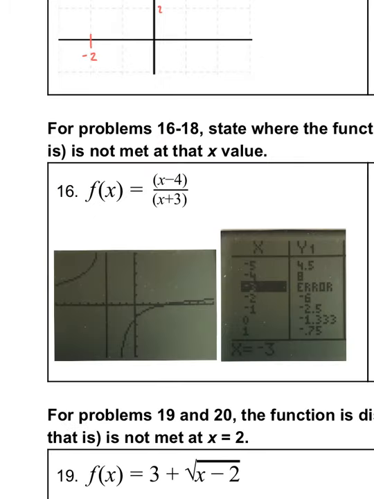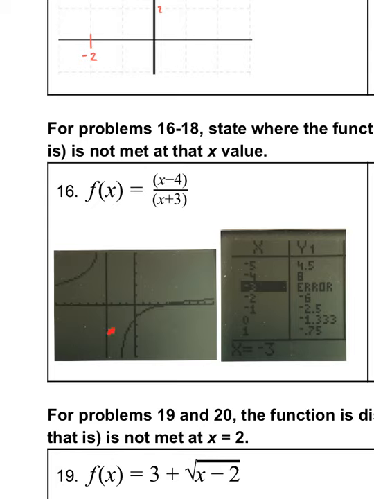Okay, for problems 16 through 18, you have to sketch the graph. So when I put this function into y equals and graph it, I come up with this. Now there's obviously a discontinuity at -3 here. We know because if I plug in -3 for x, I'm dividing by 0. I know there has to be a discontinuity at -3.